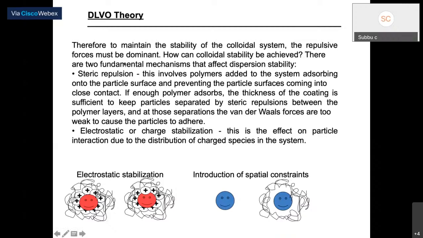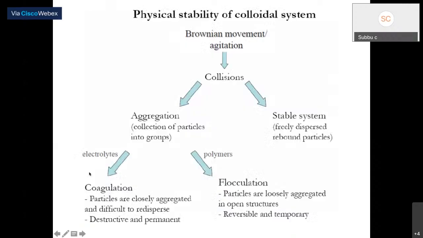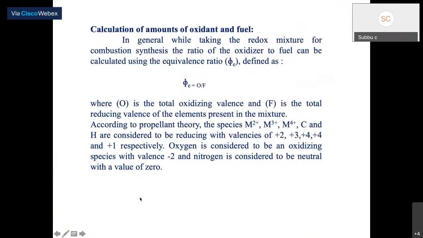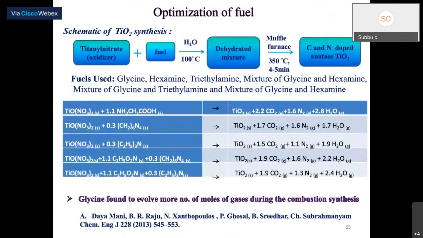This basically boils down to electrostatic stabilization and steric stabilization. Because of these two, the colloidal particles become stable. Because of collisions, there can be aggregation. Aggregation can be prevented by using a coagulant, or some kind of electrolytes, or polymers. Because of this, you don't allow them to precipitate, so there is no flocculation or coagulation. This came up once again, and I already told you this.